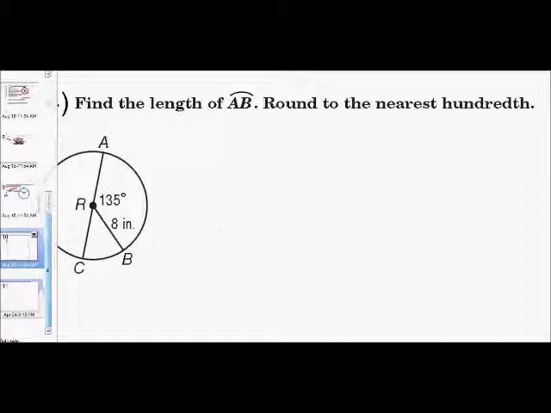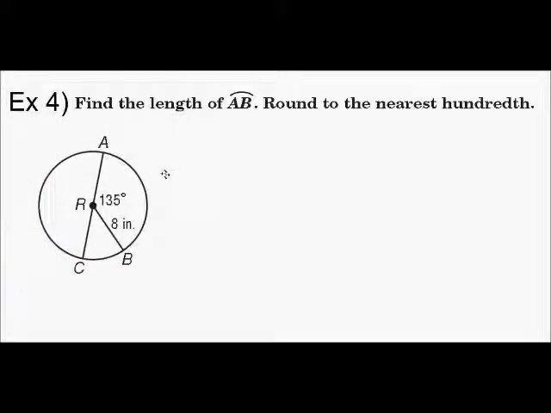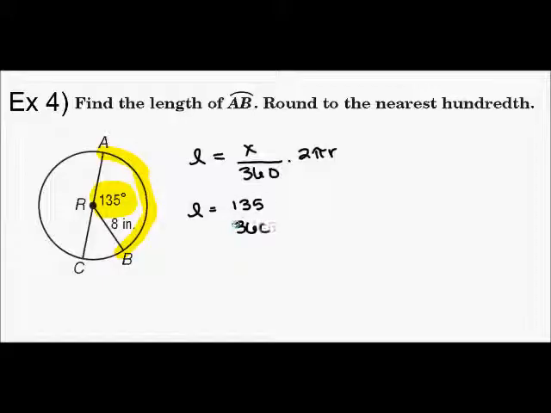Example 4, and this I think is our last example. Okay. Find the length of arc AB, round to the nearest hundredth. Okay, so I'm using my arc length formula. L equals x over 360 times 2 pi r. Okay, so L is, well, where's AB? AB is here. So the central angle is 135. So I'm going to put in 135 for x times 2 pi, and my radius is 8 inches.